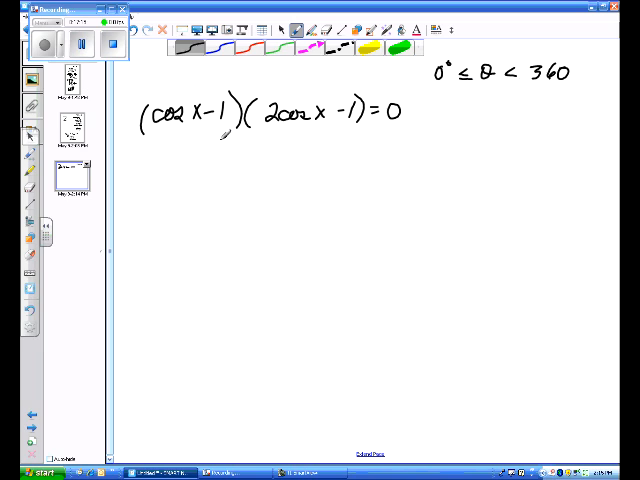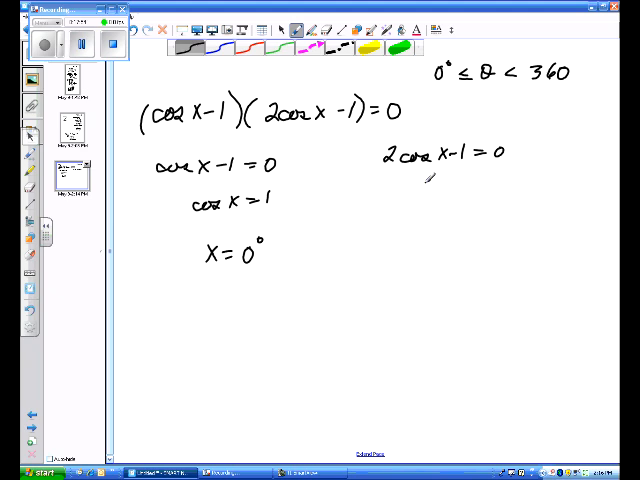So what we do is we set each factor equal to 0. So cosine x minus 1 equals 0, and 2 cosine x minus 1 equals 0. And we'll simply solve. So we'll add 1. So the cosine of x equals 1. Now we know that the cosine of 0 equals 1. And you might say, well, also at 360, but notice when we put in our domain, we said we would include 0, but we wouldn't include 360 because it's simply 0 again. So x could be 0 degrees.